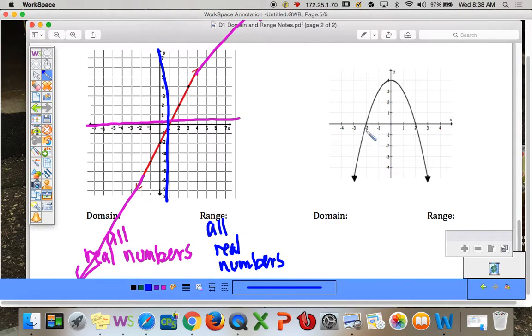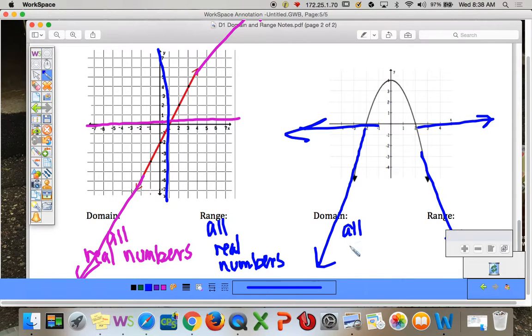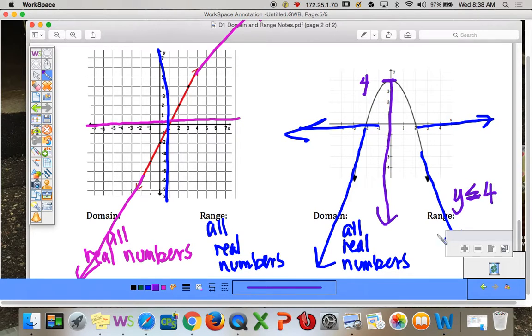Domain again is X value. This graph keeps going this way, and it's going to keep going this way. So all X values will be hit here. So domain is all real numbers. But if you look at the range, the Y values, there's a highest Y value, a maximum here, and that maximum is 4. And you can see it's going to hit every Y value below 4. So Y is going to be less than or equal to 4.